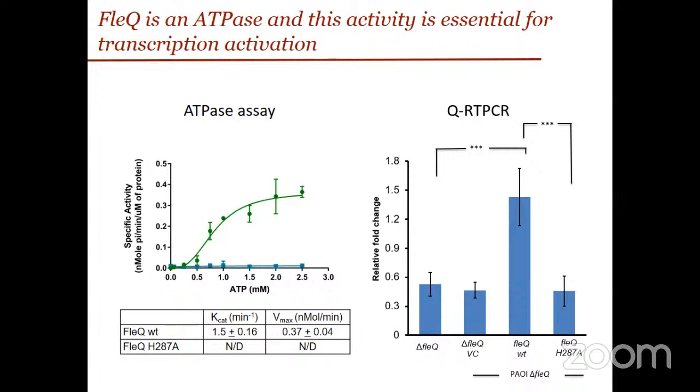When you do a vector control, again, there is no expression of flagellar genes. However, if you complement this delta FleQ with a wild type FleQ, you see flagellar genes expressed. However, if you complement using the alanine mutant, there is no expression. So we concluded that ATPase activity is important for flagellar gene expression in FleQ.